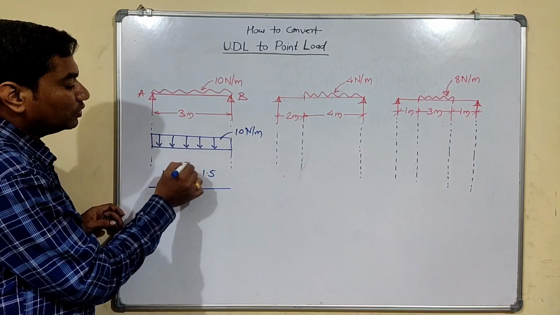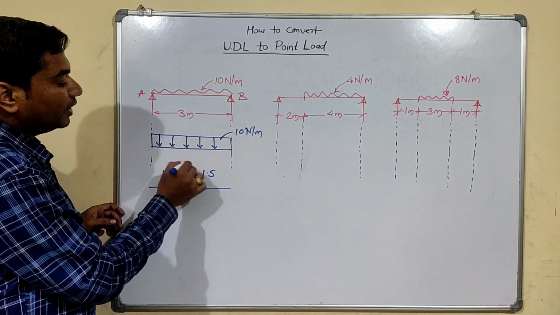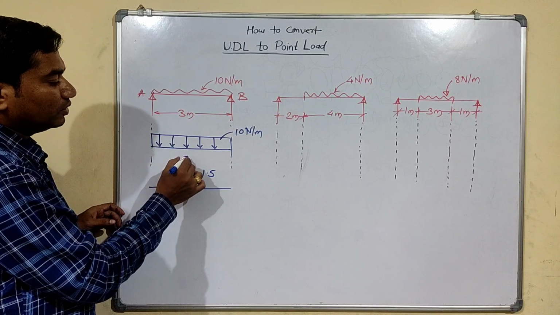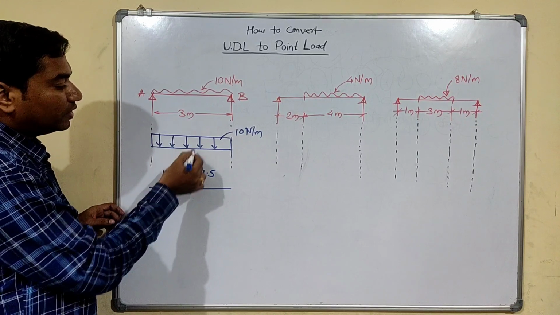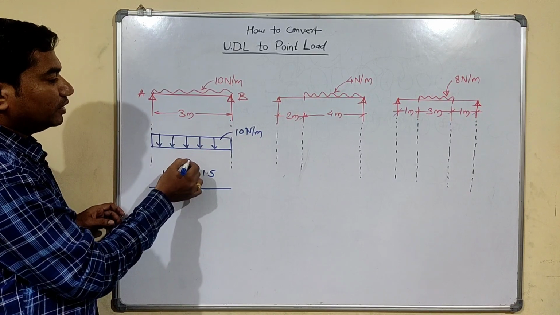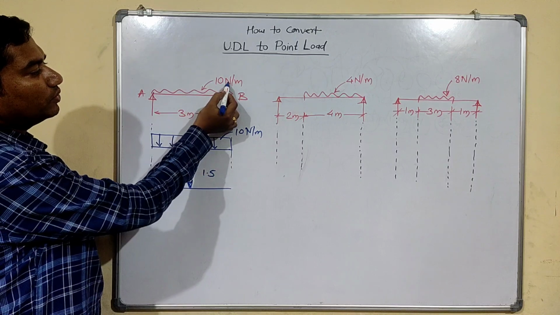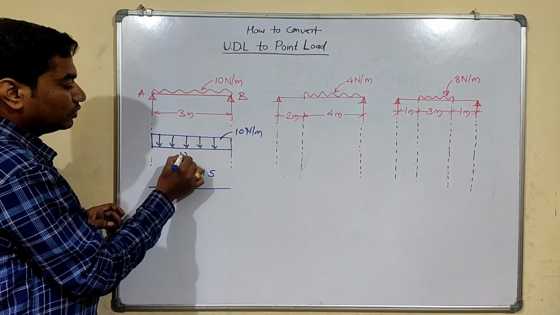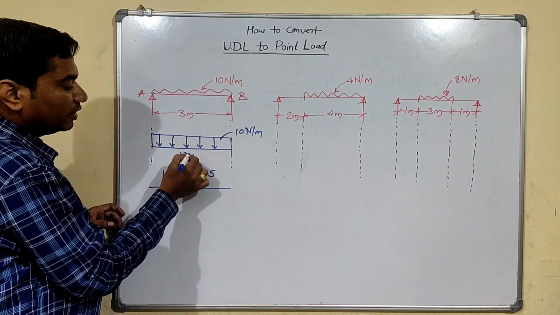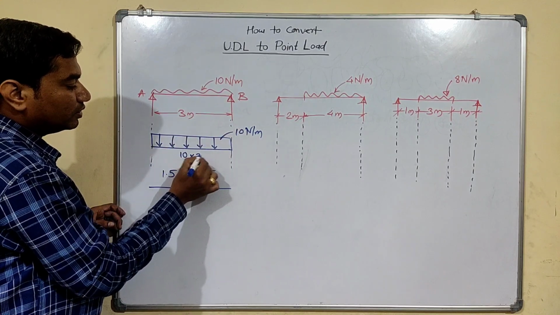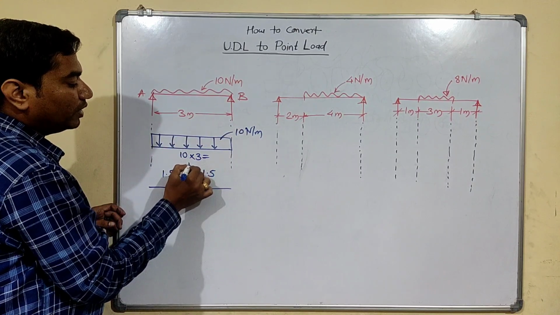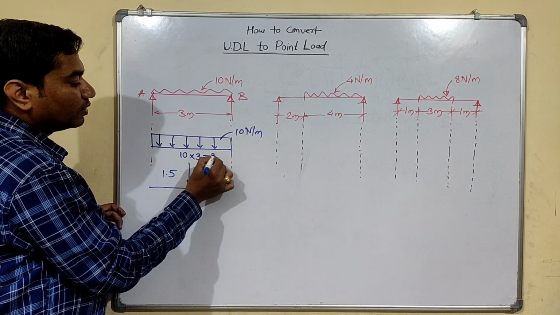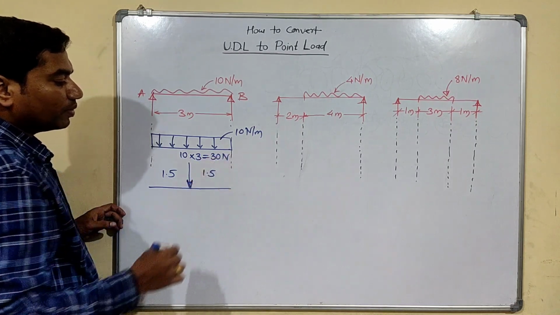So now what about the intensity? So to find the intensity of this point load, which we have converted from the UDL, it is equal to intensity of UDL into length of UDL. So this is equal to intensity of UDL is 10 into distance of UDL is 3. So the point load intensity is 30 Newton.